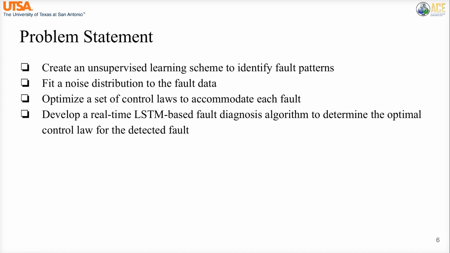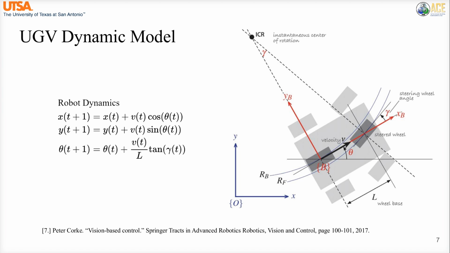So what I'm trying to do in my thesis is, A, create an unsupervised learning scheme to identify fault patterns in an unlabeled data set. The idea is that I want to be able to identify new faults as they come in, starting off with a pre-existing unlabeled data set, and then identifying new faults as they are put into the data set. Next, I want to fit a noise distribution to the fault data for each of the different clusters that were identified. Then I want to optimize a set of control laws to accommodate each fault identified in the data. And then finally, I need to develop a real-time LSTM-based fault diagnosis algorithm in order to determine the optimal control law for each detected fault.